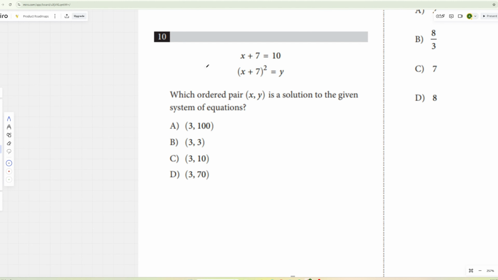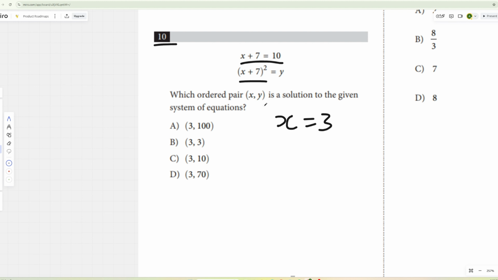All right, so next question, number 10. x plus 7 equals 10. x plus 7 squared equals y. Which ordered pair xy is the solution to the given system of equations? Okay, there's a bunch of ways to do this. We can expand this out, but I'm too lazy to do that. So the first thing I want to do, from here I can solve for x immediately, right? So I get x equals 3.